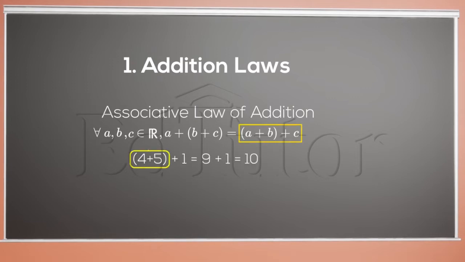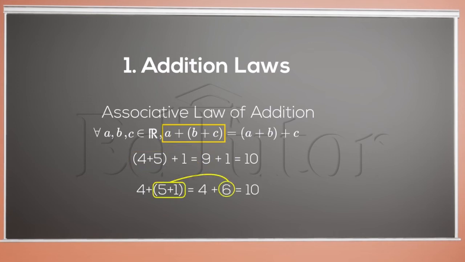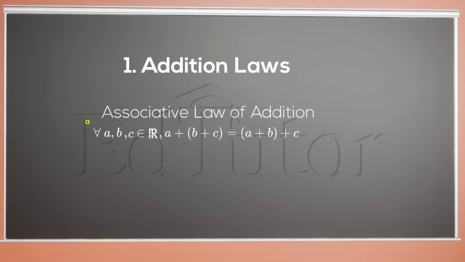You could find their sum either by adding up 4 and 5 first, which is then added to 1, or you could add 5 and 1 first and then add their sum to 4. In either case, the answer will be the same. In general, for all real numbers a, b and c, we get the same answer when we add a to the sum of b and c, as when we add c to the sum of a and b.